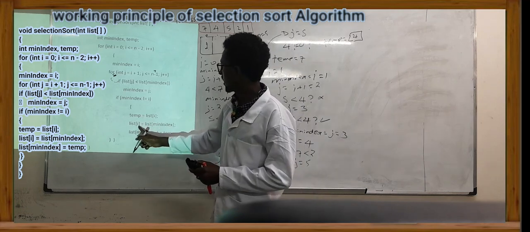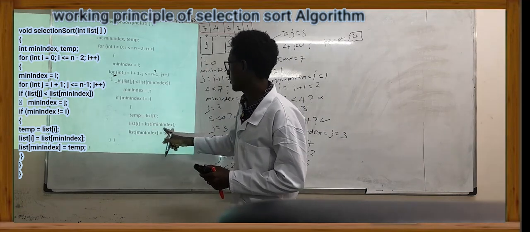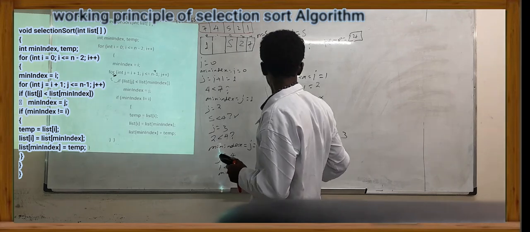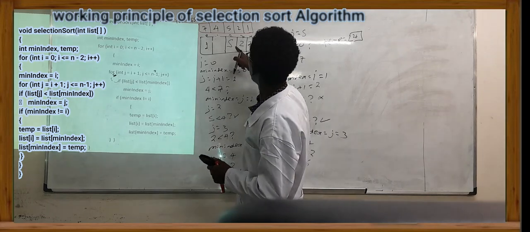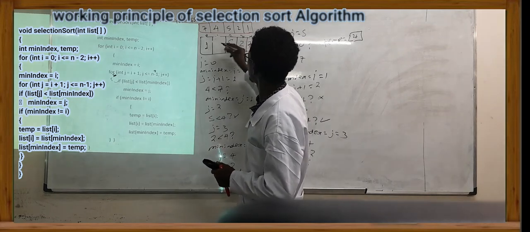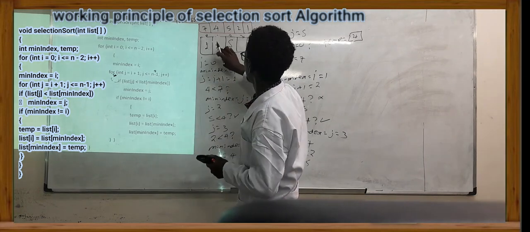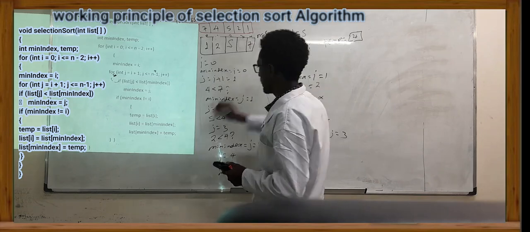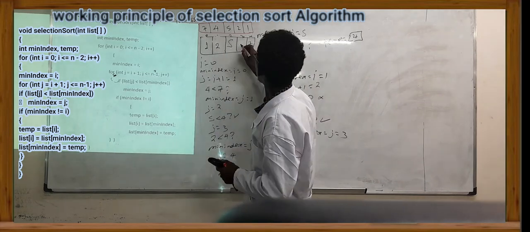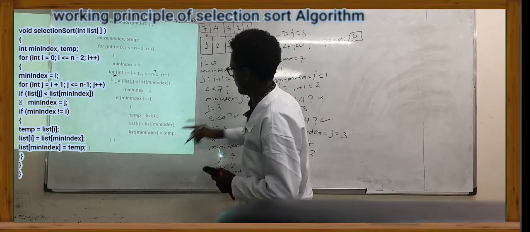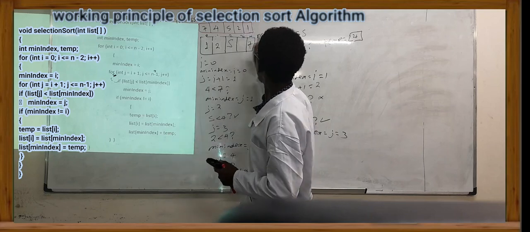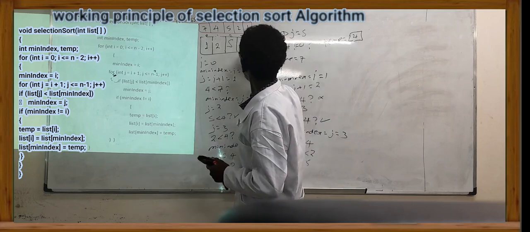Change the value list of I, list of 1, put the value of min index. Min index is what? 3. Min index of list of 3 is 2 here. Remove this and put here. And then list of min index, list of 3 here, 1. Put the value of temp value here. Temp is 4.